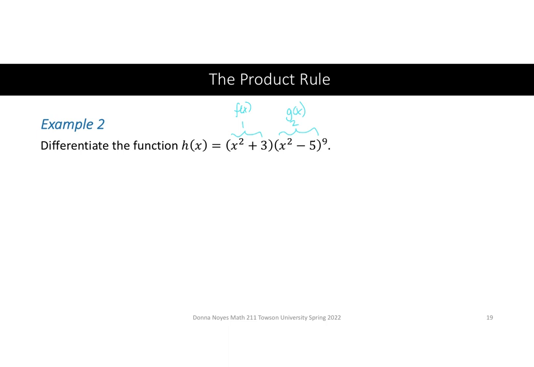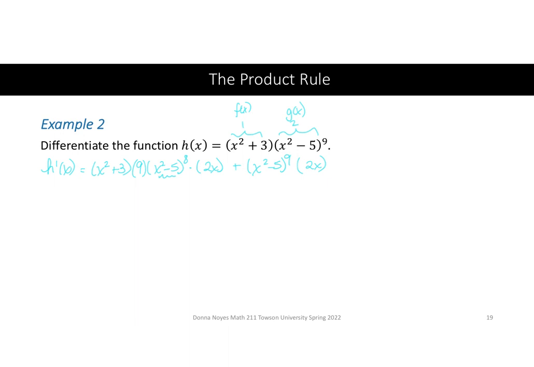Or this is our f of x, and this is our g of x. So our derivative, oops, we don't have dy dx this time because we have h, so it would be h prime of x. We can write it that way. It will be the first, x squared plus 3, times the derivative of the second. And this is where our chain rule, which we call the general power rule, will come in. We would have 9 times our x squared minus 5 now raised to the 8th times the derivative of the inside, which would just be 2x. And then let's add to that the second, x squared minus 5 to the ninth, times the derivative of the first, which is just 2x.